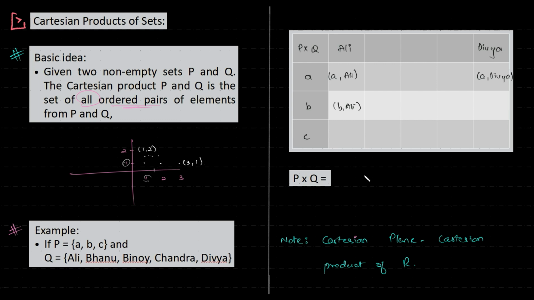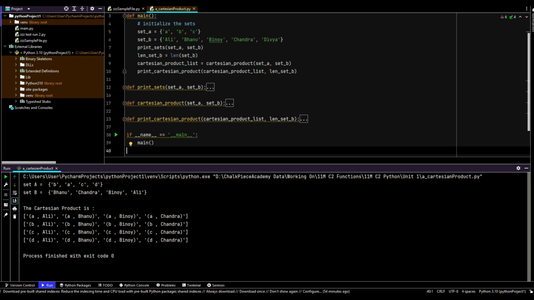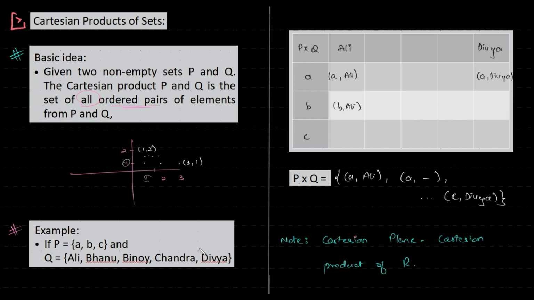So in roster form, the output will look like this. Ordered pair, right? A comma the second name. Actually in sets the order does not matter, but within the ordered pair the order matters. Please know the difference, right? And the last would be C comma Divya. So this would be your set of ordered pairs. So you can see over here, this would be your output basically.